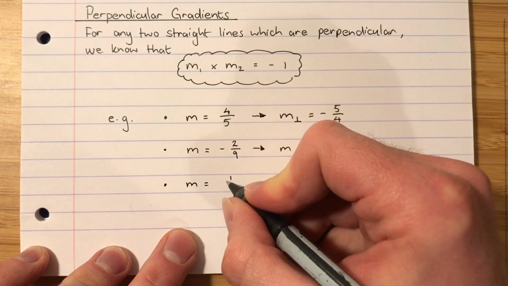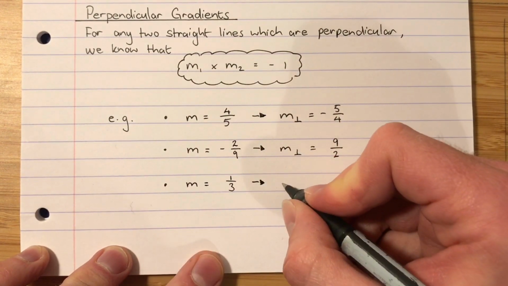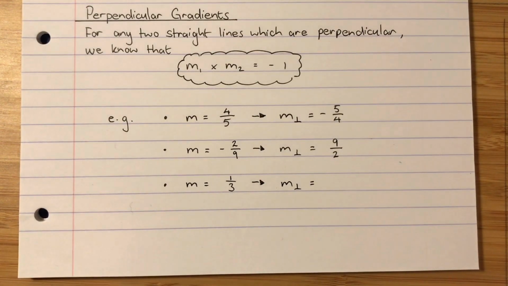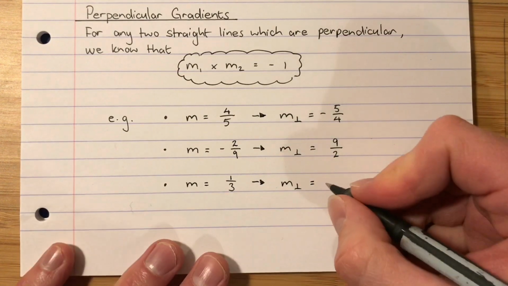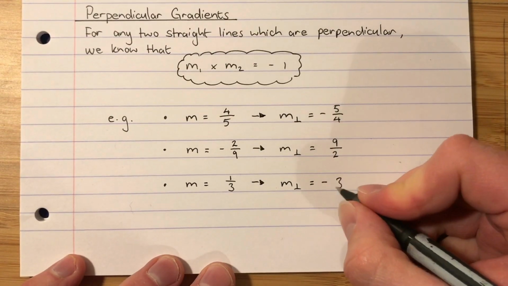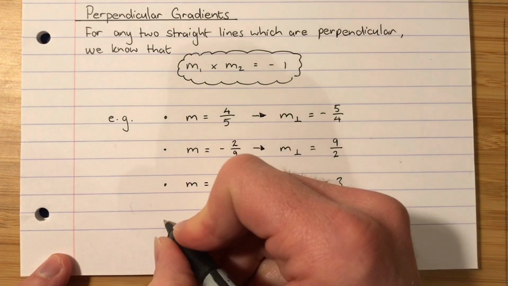What if my initial gradient was 1/3? Well, if my initial gradient was 1/3, that would imply to me, let's follow the same rule, times it by a negative, so I know that my answer is definitely going to be negative, and I'll find the reciprocal. Flip it upside down, 3/1. Well, 3/1 is just 3. So perpendicular to 1/3 is a gradient of -3.